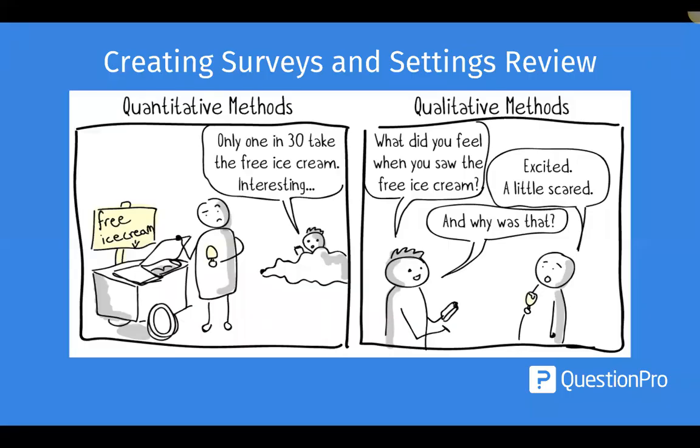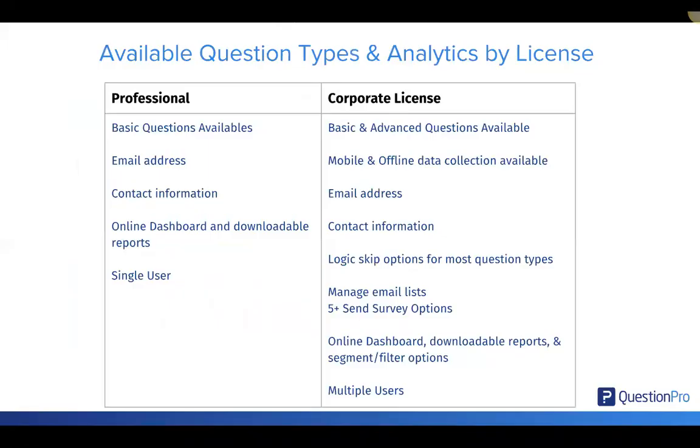And so let's go ahead and take a look at creating surveys and being able to use a qualitative and quantitative method to get started. So in our training, we usually focus in on two license types. We have the professional license and the corporate license, which is an upgrade from our free license. So you can see the different ones that we have.